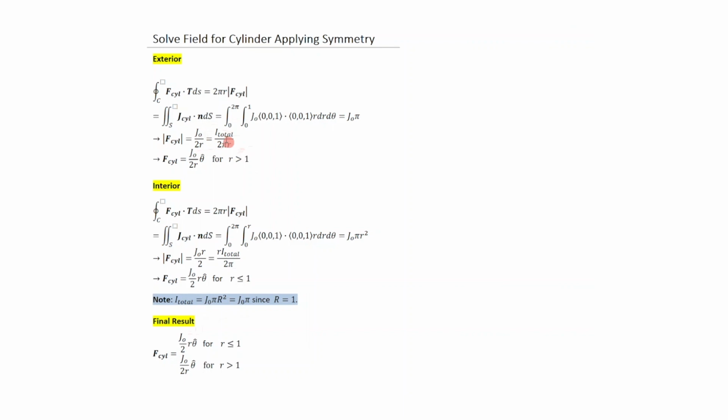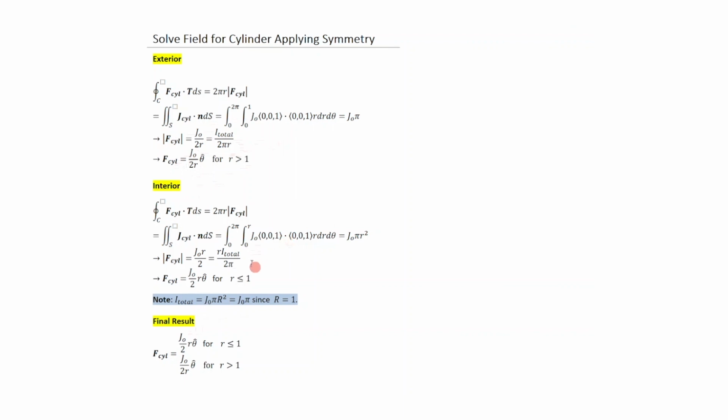It really doesn't matter. We know that because of symmetry, the field is pointing in the theta-hat direction. This is the magnitude of the field, and therefore the field of the cylinder external to the cylinder is J naught over 2r theta hat. We now perform a similar calculation, but interior to the cylinder.